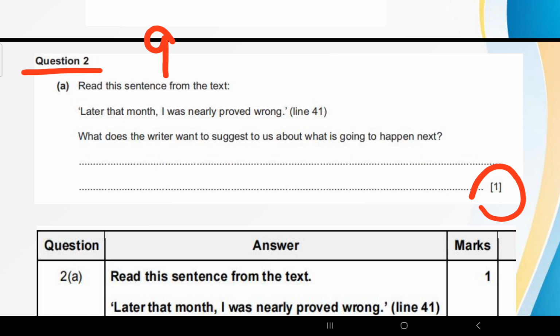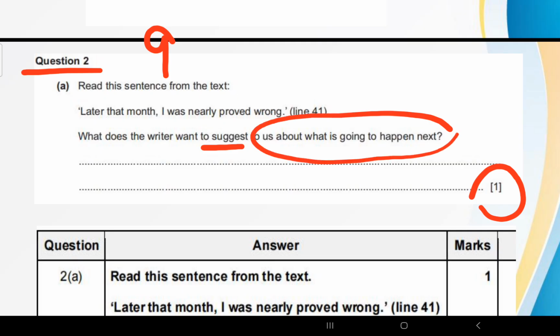Read this sentence from the text: 'Later that month, I was nearly proved wrong.' Line number 41, you will go back to line number 41, you will read that, and then you will try to make up your answer: what is the writer talking about? Basically, what is the story behind this sentence? What does the writer want to suggest to us about what is going to happen next? This is the focus of the question.